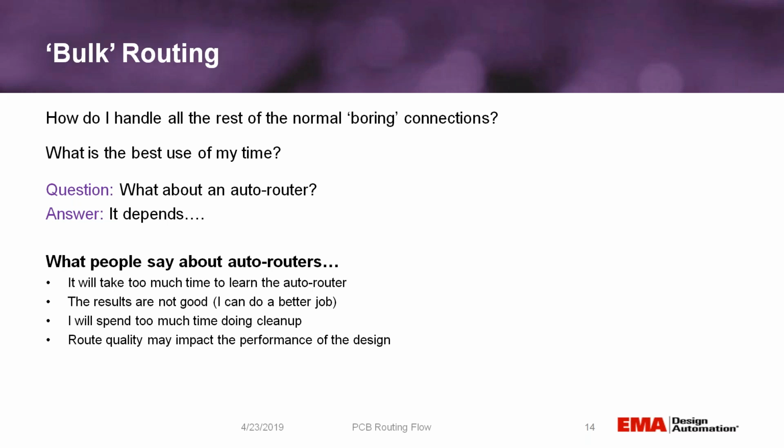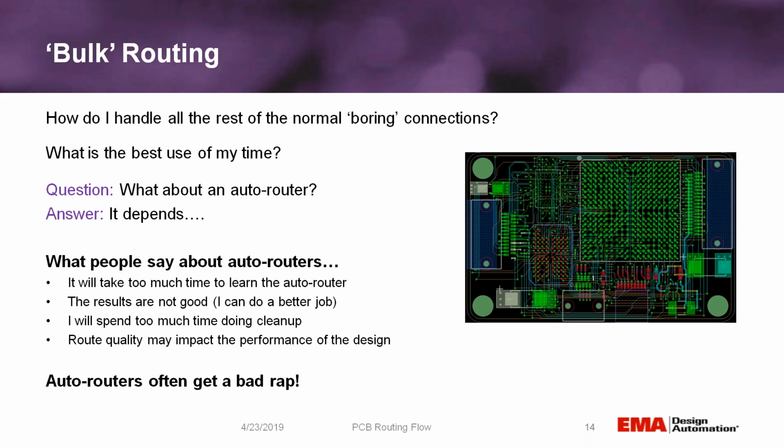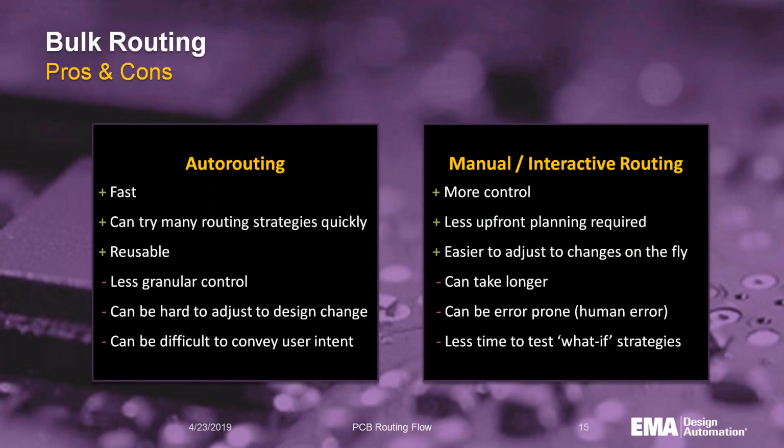And the route quality may impact the performance of the design. So if it looks really bad, that may be true. However, you can get a good result with an auto router if you control it correctly. So here are some of the pros and cons. Auto routing can be fast. I can try many different strategies real quickly.